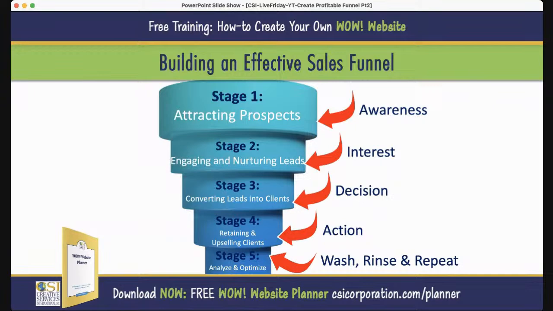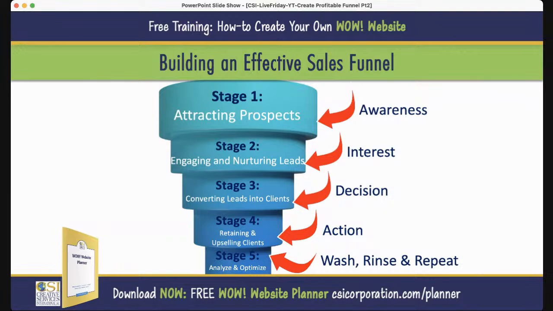And then finally, in stage 5, you are washing, rinsing, and repeating. Just to say that you're going all the way from stage 1 to stage 5 again. And this time you're analyzing the funnel. How well did it work? How well did it bring in the people that you wanted to work with? How well are those people converting to clients? And how well are they staying? So all that stuff, and then you can optimize it so you can get better at doing what you need to do.